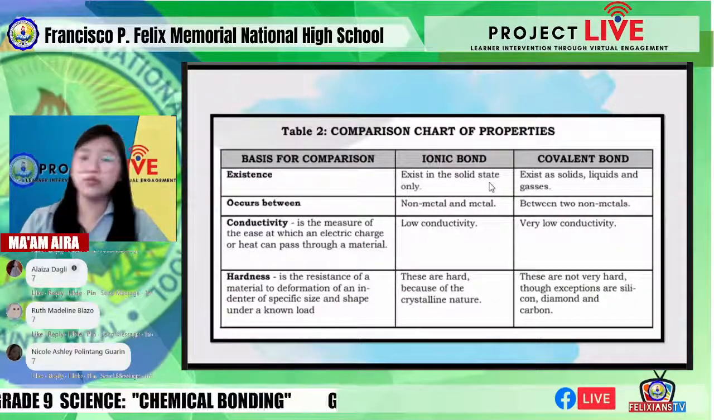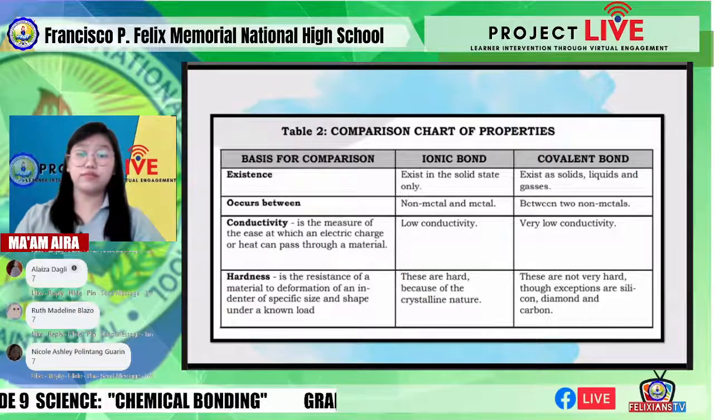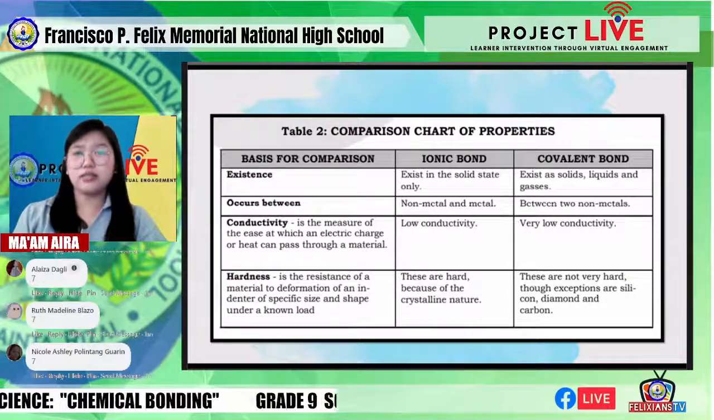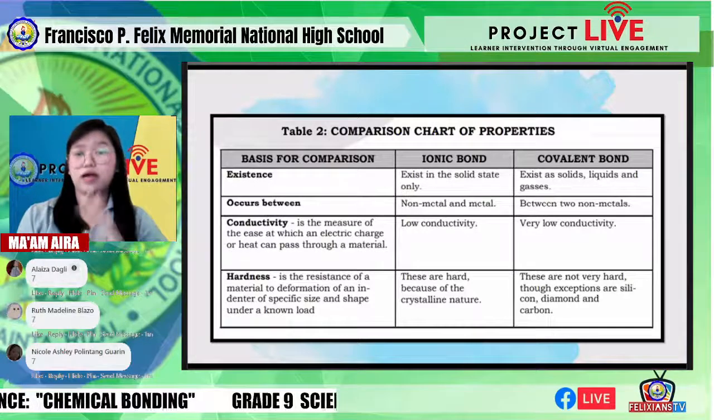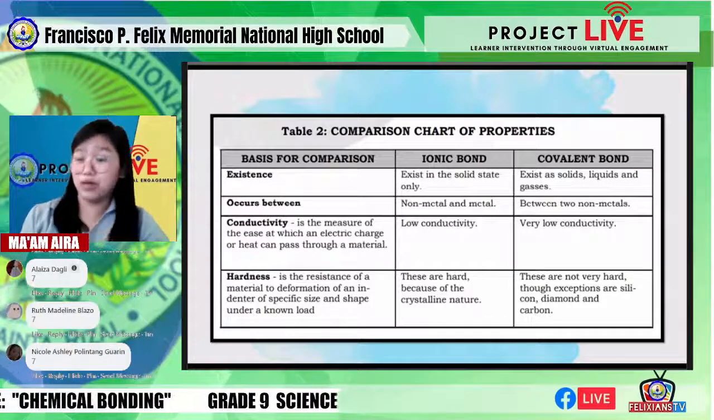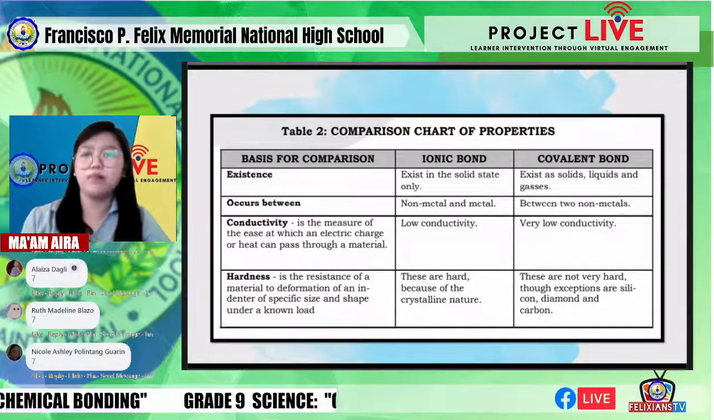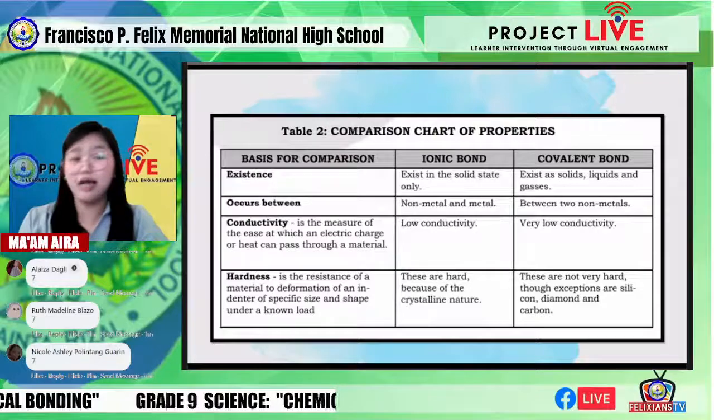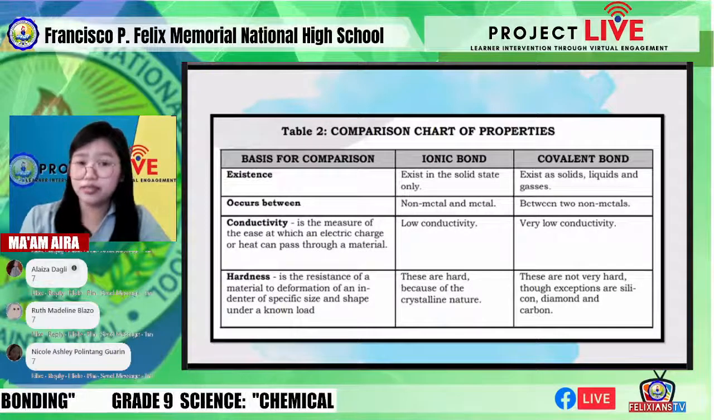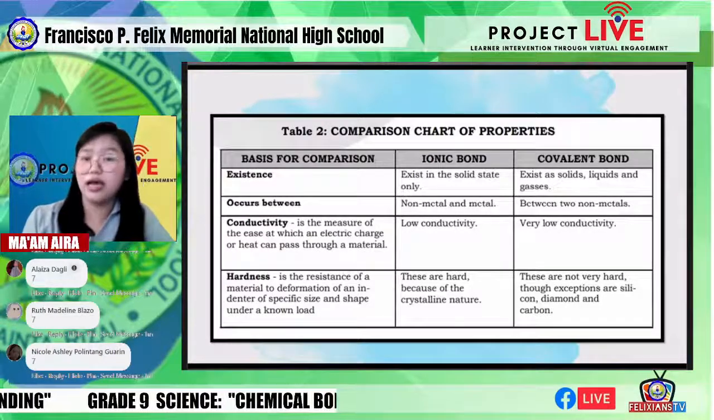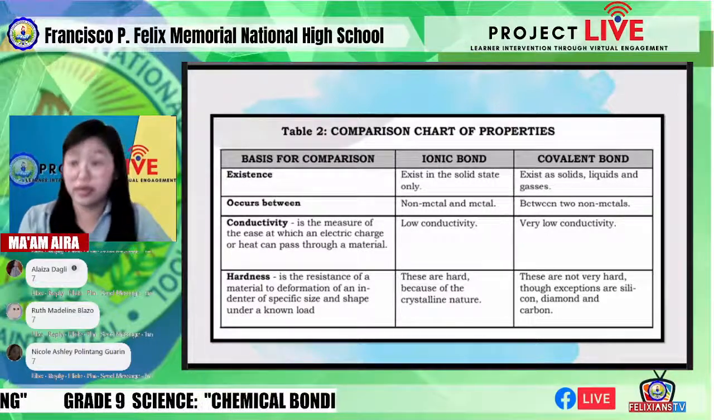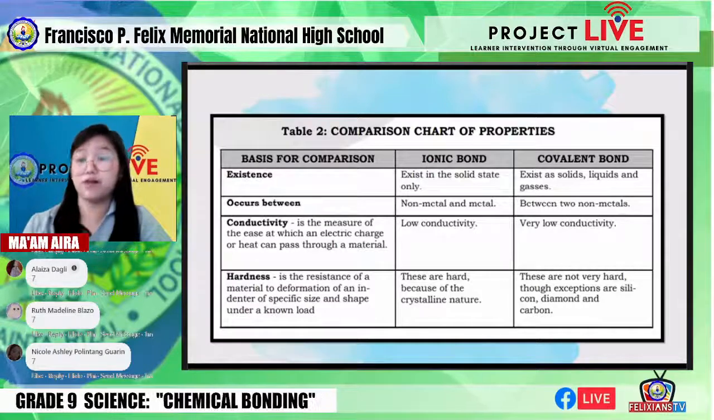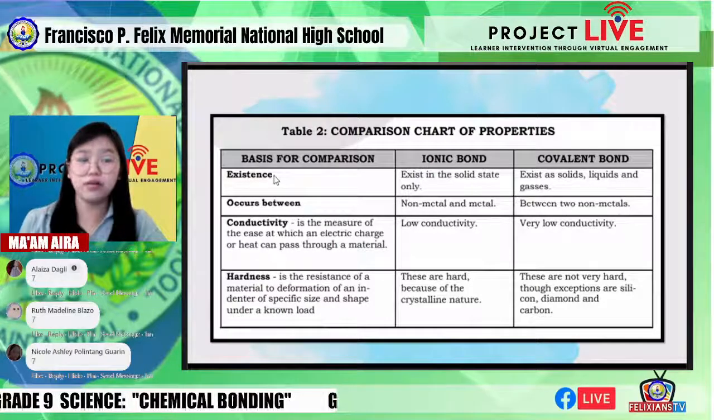All right, we're down to the last part of the lesson for this afternoon. This one is to compare ionic bonding and covalent bonding. So aside from the type of bonding that they have, di ba sabi natin kanina, for ionic bonding, they have to transfer electrons. And for covalent bond, they have to share electrons. Other than that, meron pa tayong mga basis for comparison. Let's say, for example, existence.